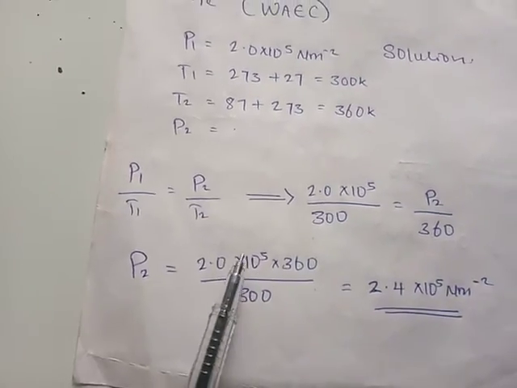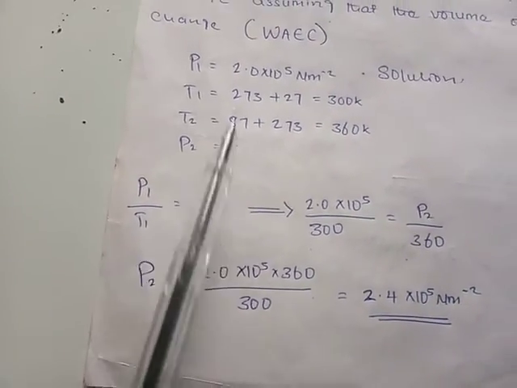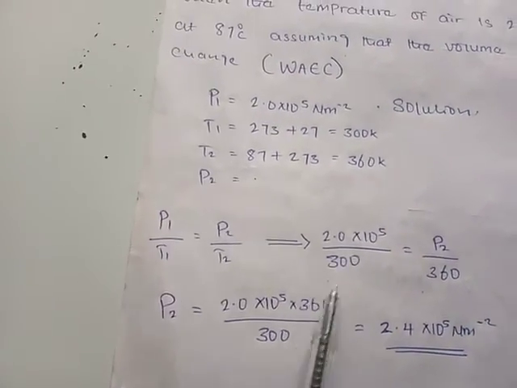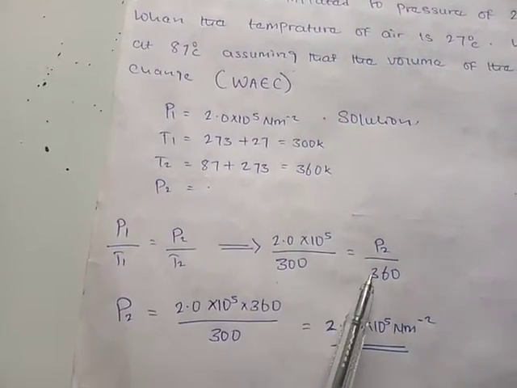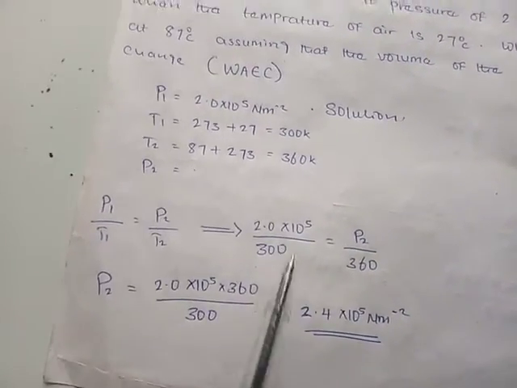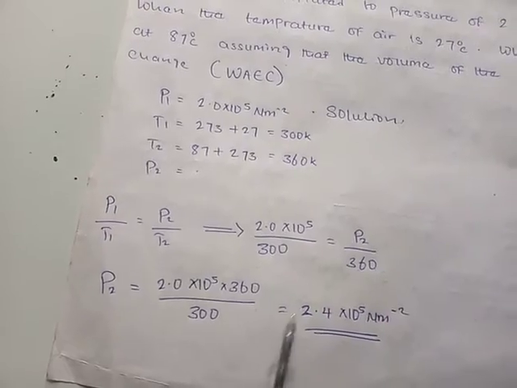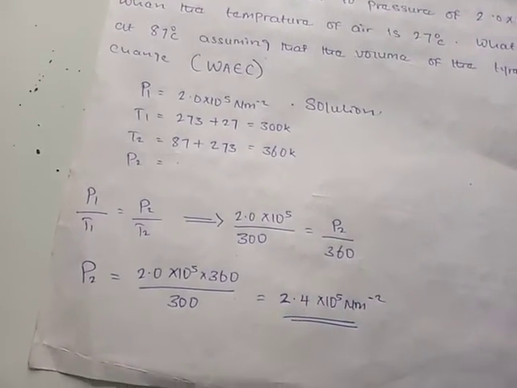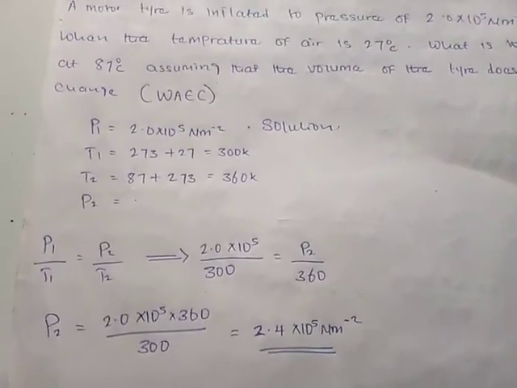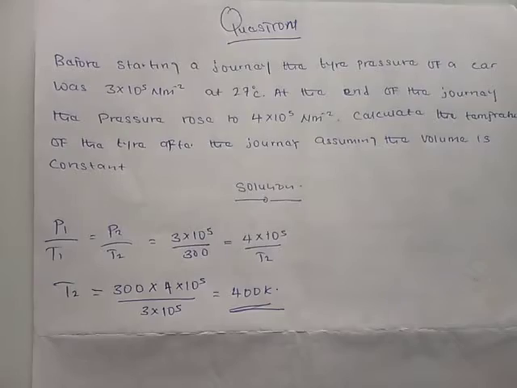So this 2.0 times 10 raised to the power 5 is the pressure, and this is the 360, and this is it. We'll just cross multiply, this multiply here and this multiply here. So P2 is equal to 2.4 times 10 raised to the power 5.